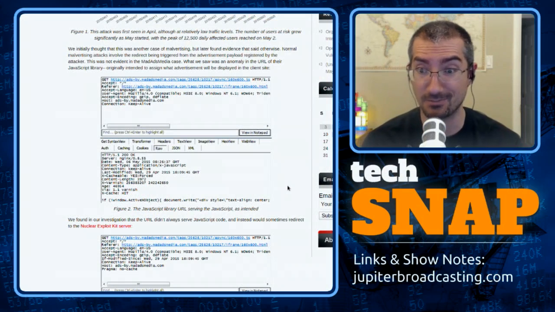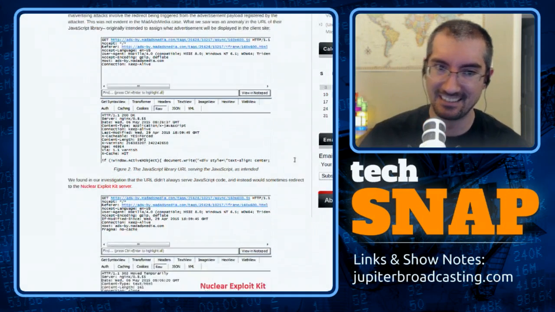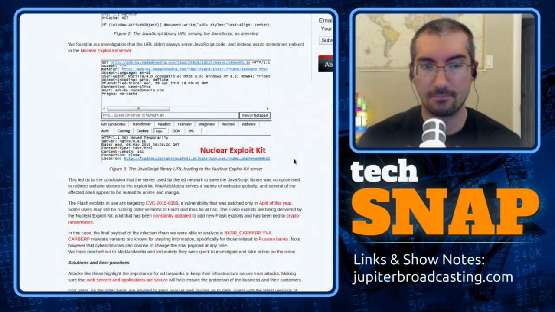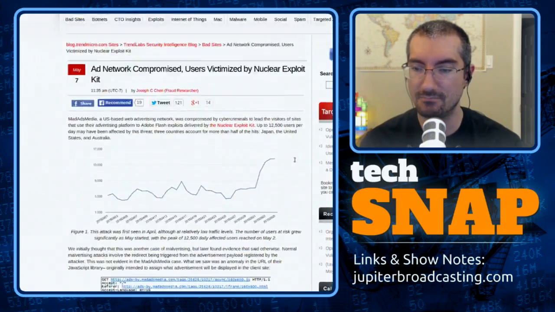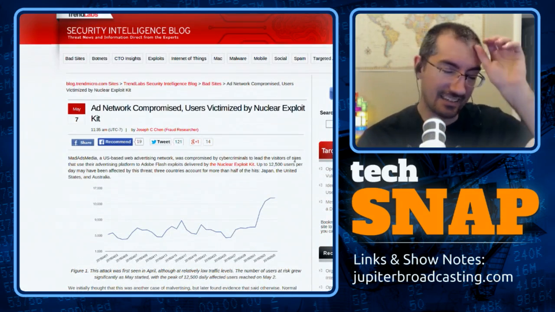So they took over the ad network. Apparently it was actually a very small ad network, with only about 15,000 people a day seeing the ads. But basically, a legitimate website you go to has this advertising network for its ads, and then all of a sudden that website has the Nuclear exploit kit embedded in it.